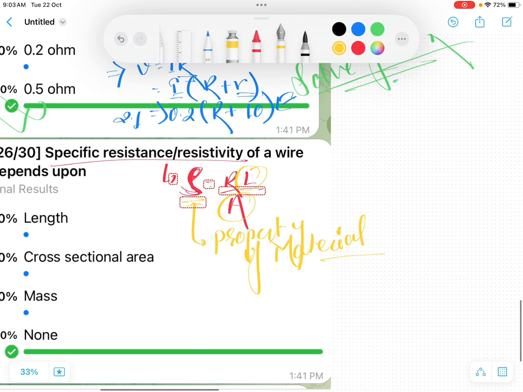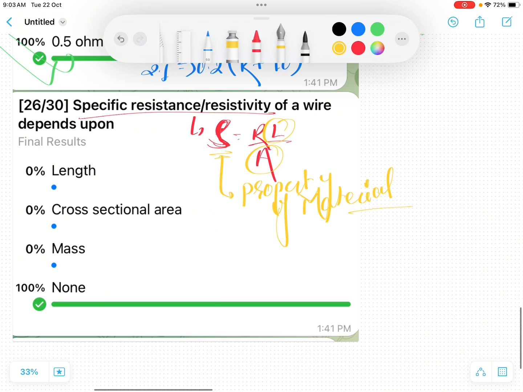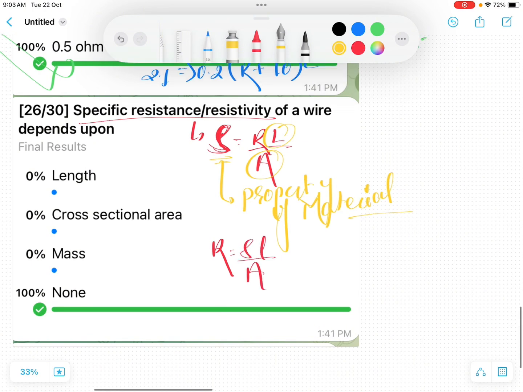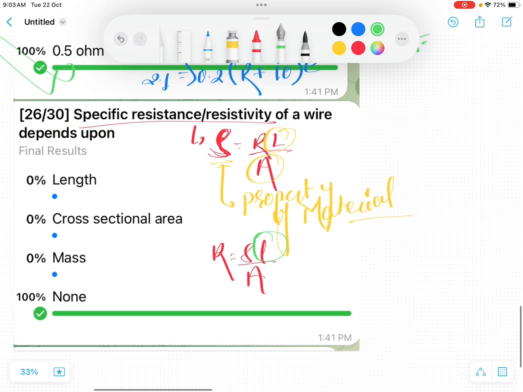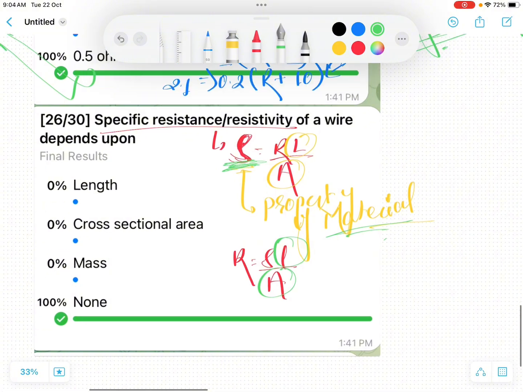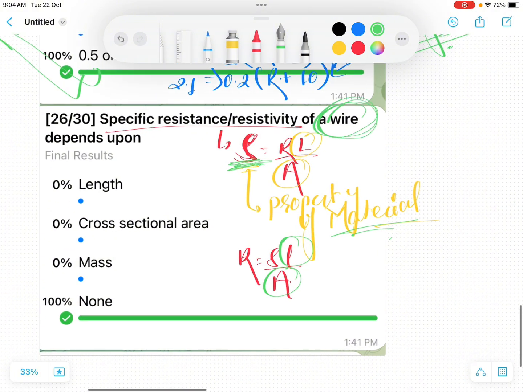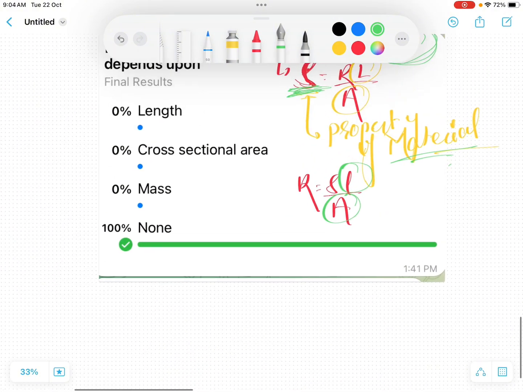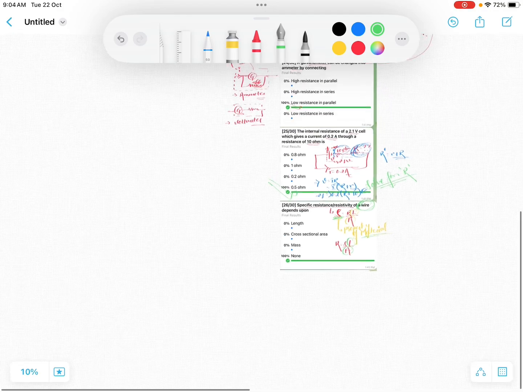But if I talk about resistance, then it depends upon both the length and the area. The resistivity doesn't depend upon length and area. It is the property of the material, the property of the wire. So it's done. Now let's get to another one.